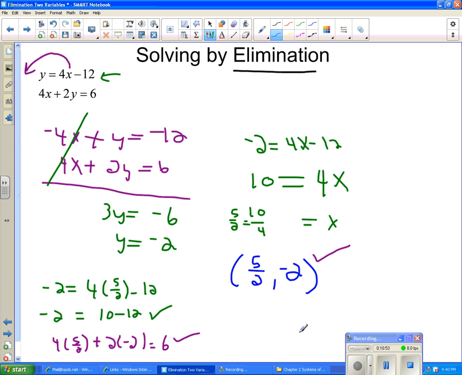So this is how you solve by elimination. You look for or you create your opposites, and then you add the two equations together in order to cancel the variable. And then you use substitution to find the value of the second variable.